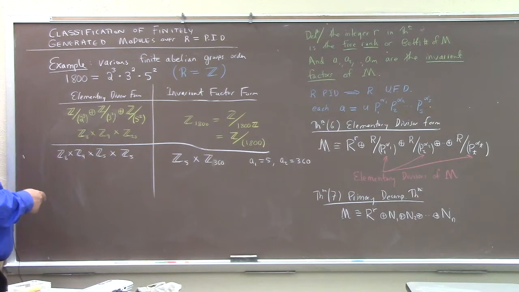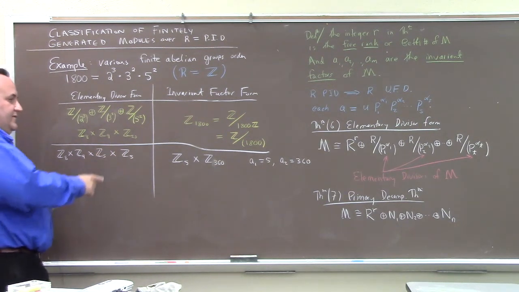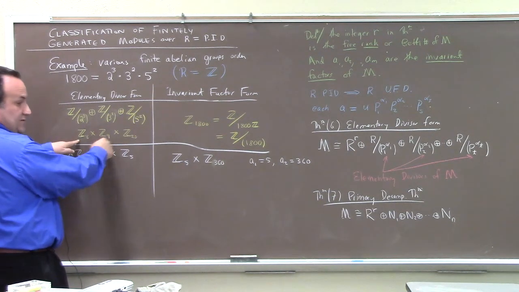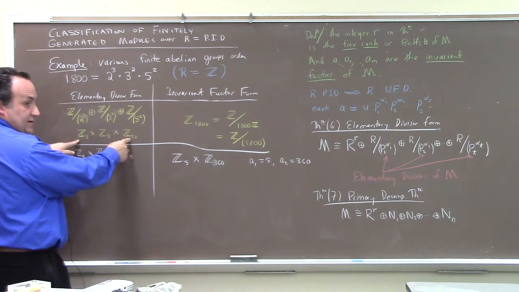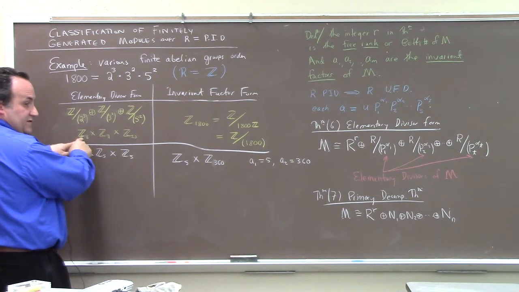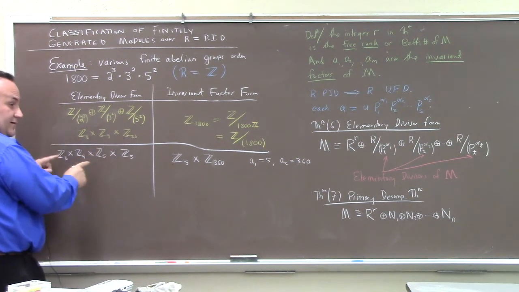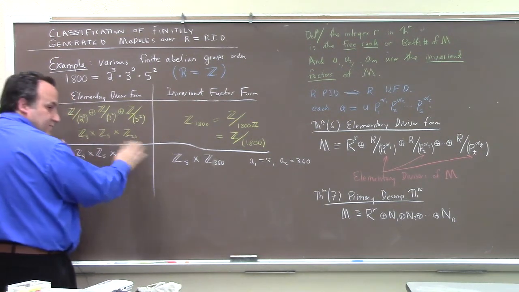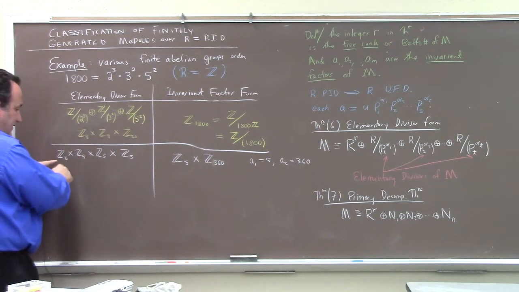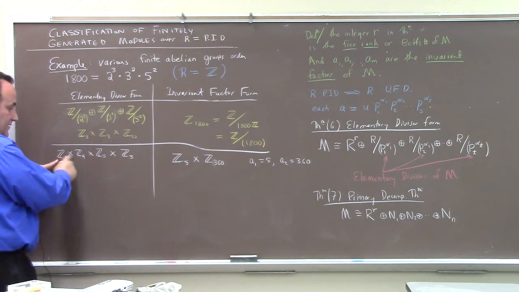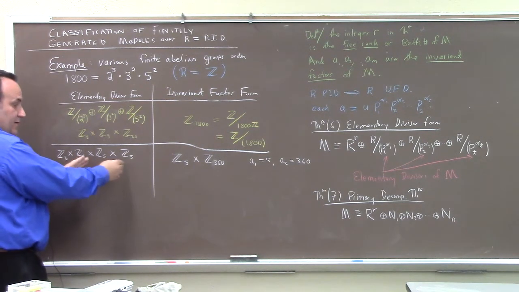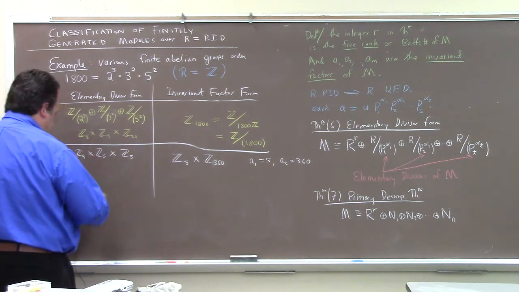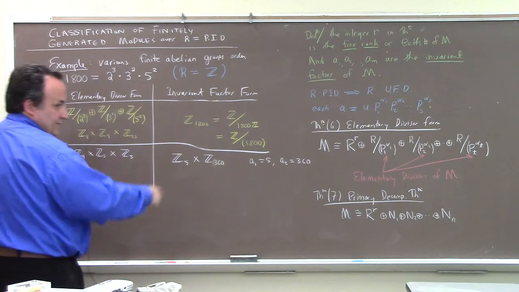Also, I would point out the primary decomposition of this one: N1, N2, N3 are the pieces that correspond to prime 2, prime 3, prime 5. Here the primary decomposition is just a matter of separating these pieces. Here's the piece from prime 2, here's the piece from prime 3, and the piece from prime 5 is actually this cross this.